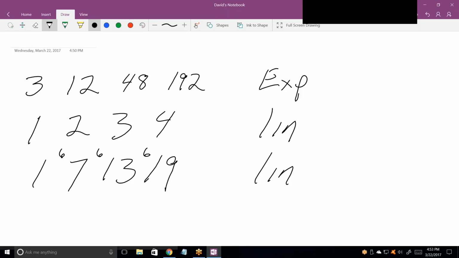In other words, up here, I get this term by multiplying the previous term by 4. Same thing with that. I got to multiply 12 by 4, and I got to multiply 48 by 4 to get that. But in the middle one, I got to add 1, I got to add 1, I got to add 1. And here I'm adding 6.